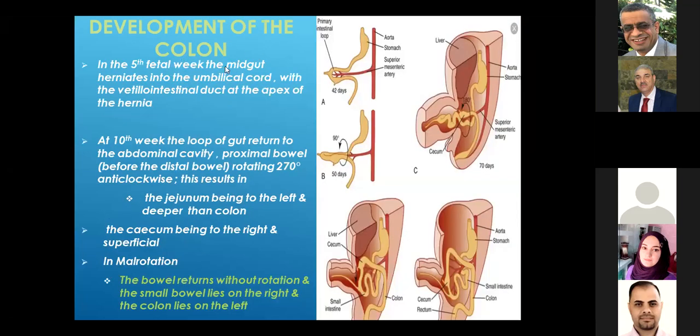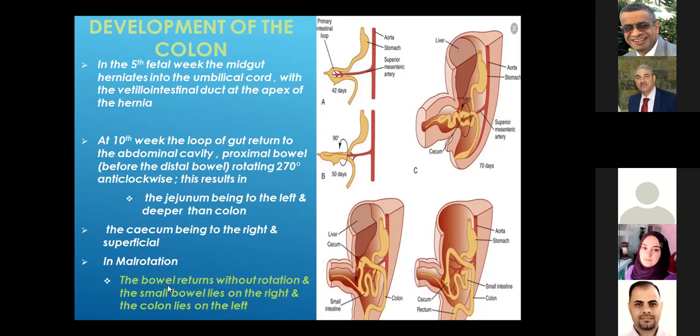Development of the colon. In the 5th fetal week, the midgut herniates into the umbilical cord with the vitellointestinal duct at the apex of the hernia, as in this picture. At the 10th week, the loop of gut returns to the abdominal cavity, proximal bowel before the distal bowel, rotating 270 degrees anticlockwise. This results in the jejunum being on the left and deeper than the colon, and the cecum being on the right and superficial. This is the rotation, and this will complete. So this is the colon, and this is the cecum.